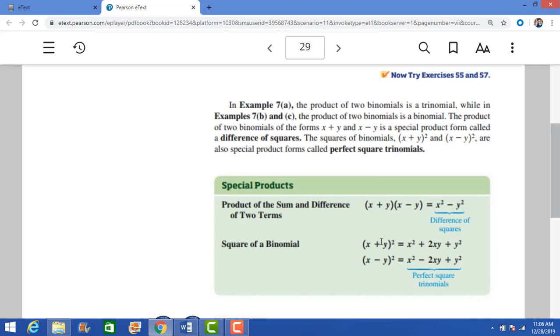Okay, and again, you can get the same thing by using the FOIL method here, because we can treat these as the quantity x plus y times the quantity x plus y by using the definition of an exponent. And then we could use the FOIL method to get the same answer. But these come up so often that you should make sure you know these forms, and then you can go right to the answer without having to do the work.